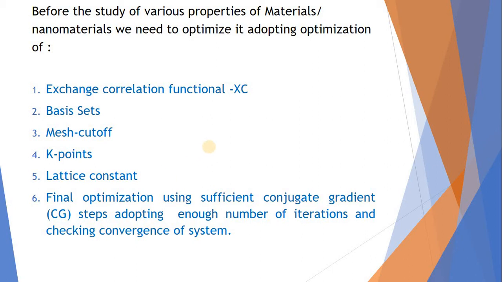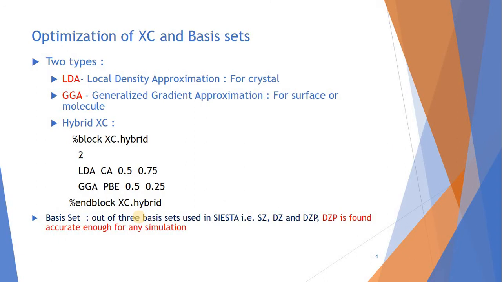In the previous lectures, I have introduced the terms mentioned here: exchange correlation functionals, what basis sets are and their applications, what mesh cutoffs, k-points, and lattice constants are. The importance of all these terms in materials modeling has already been covered in the last lecture. So here I will use these terms directly. First of all, let us see the optimization of exchange correlation functional and basis sets.